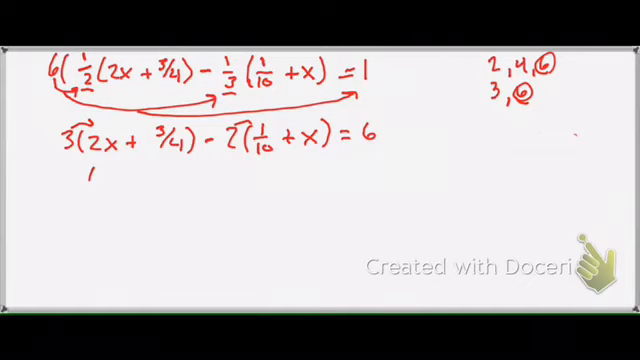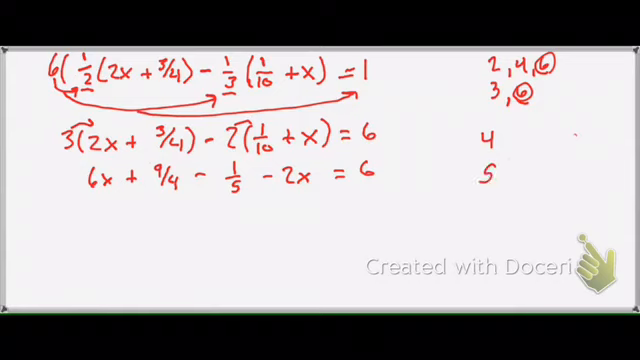This is going to make it 6x plus 9/4 minus 1/5 minus 2x equals 6. So again, we have more fractions still. So again, we're going to have to find the least common multiple so we can get rid of those fractions. So over here, we're going to have our 4 and our 5. So we've got 4, 8, 12, 16, 20, and 5, 10, 15, 20.